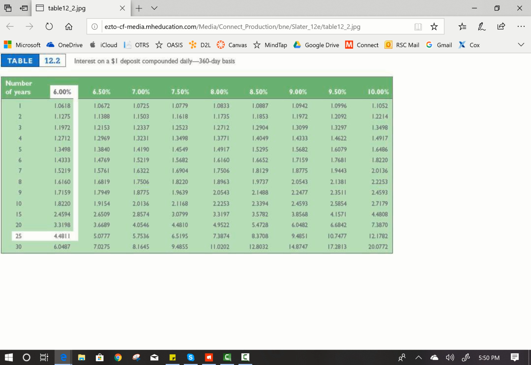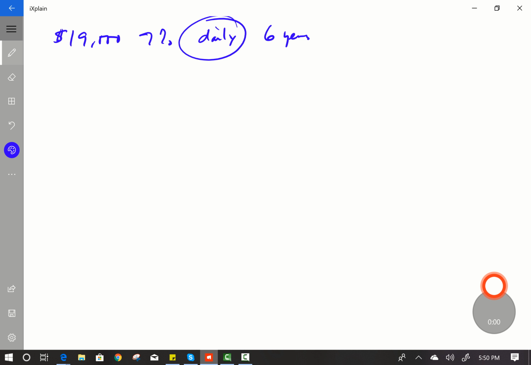Okay, here's 7% in the third column. In 6 years is 1.5219. Going to take the $19,000 times the corresponding factor of 6 years and 7% on the daily chart, and that corresponding factor is 1.5219, and that will equal the future value of $28,916.10.